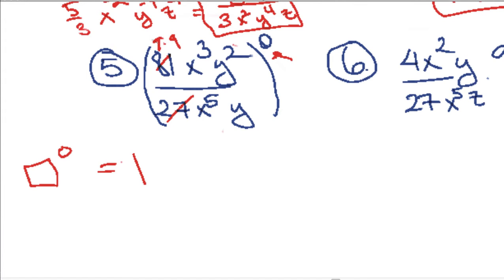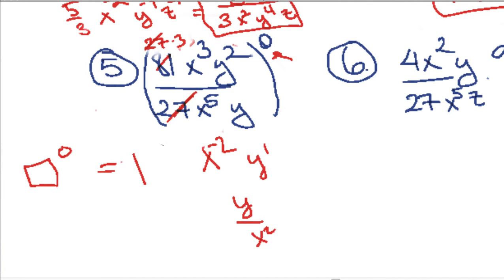Actually, 81 is 27 times 3. I just figured that out. So let's try that again. That looks very sloppy. So the 27s could cancel. And then we would have x to the -2, y to the 1, y to the 1 over x squared.